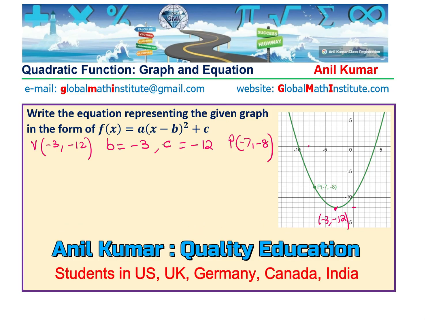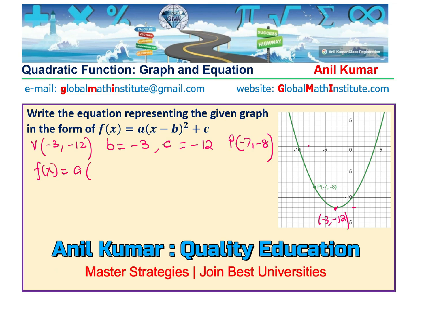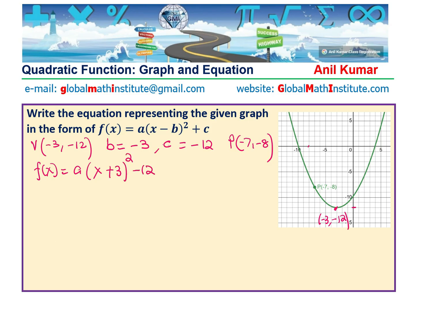Now we'll write down the equation. F of x is equal to a times x minus of minus 3 will make it plus 3 whole square and then minus 12. To find the value of a, we'll substitute the point which is minus 8 y value and minus 7 for the x value. Makes sense, right?